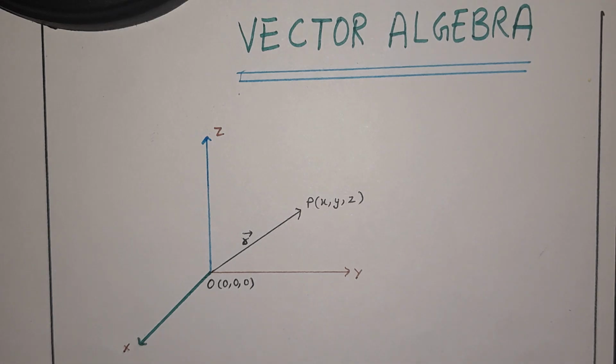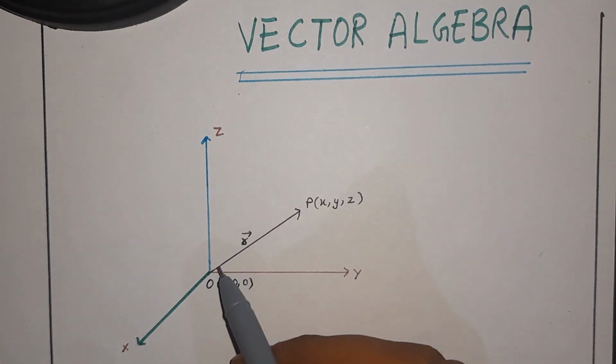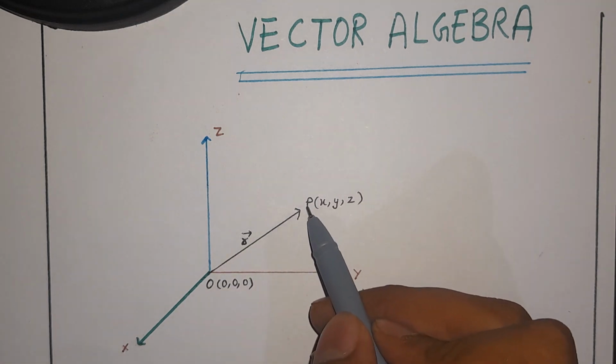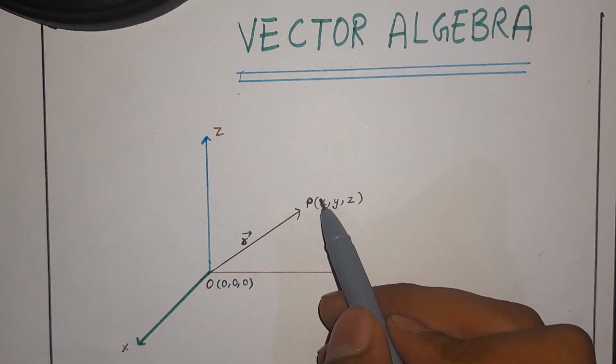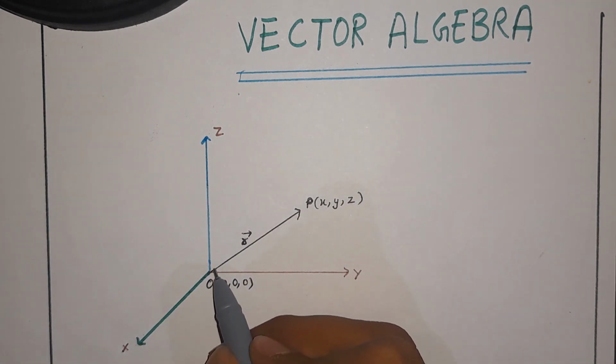Hello everyone, so today we will start our new chapter, that is vector algebra. First of all, to learn about vectors you must know about this diagram. This diagram tells about this is x-axis, this is y-axis, and this is z-axis. And I am considering a vector r, this is going to point P, whose coordinates are x comma y comma z, and this is the origin from where the vector starts.